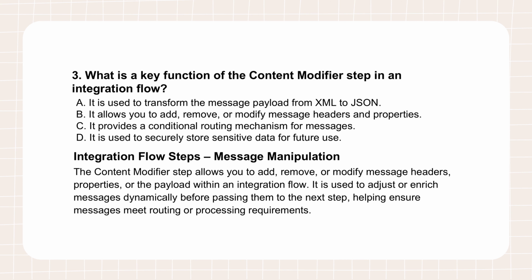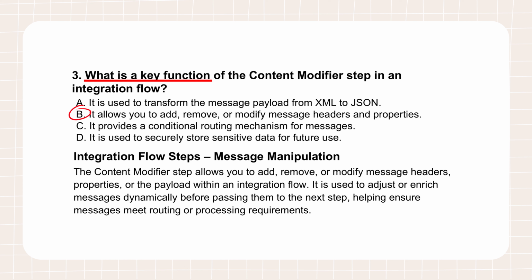Which brings us to the next question. What is a key function of the content modifier step in an integration flow? Options were A, transform payload XML to JSON, B, add, remove, modify message headers properties, C, conditional routing, D, securely store sensitive data. The answer was B.